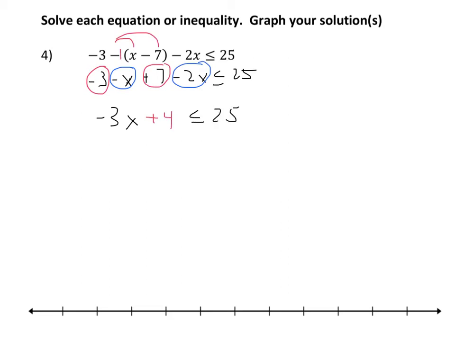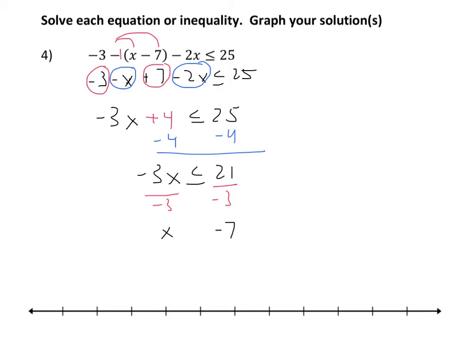Okay, and let's continue here. I'm going to subtract 4 from both sides. So I have negative 3x is less than or equal to 21. And I need to divide both sides by negative 3. So I have x on the left. On the right, I'm going to have negative 7. 21 divided by negative 3 is negative 7.